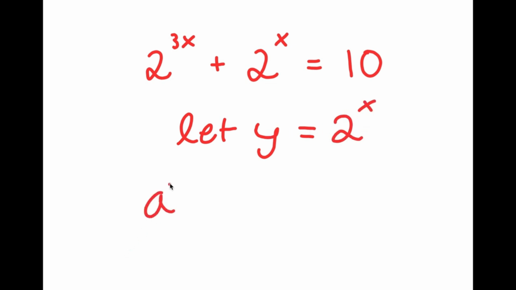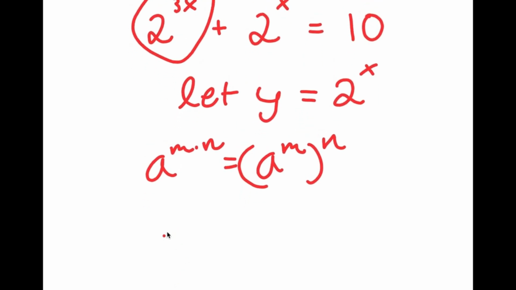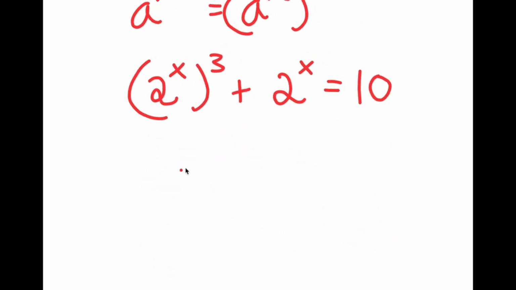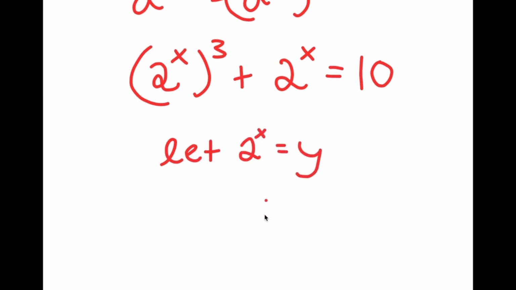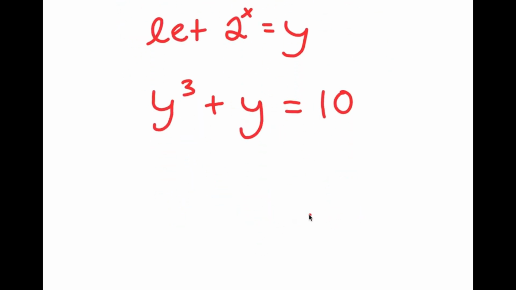Now, if I have something in the form a to the power of m times n, this is equal to a to the power of m, to the power of n. So 2 to the power of 3x, that's going to equal 2 to the power of x, to the power of 3. Now I have this plus 2 to the power of x is equal to 10. Now I'm going to let 2 to the power of x equal to the variable y. So I get y to the power of 3 plus y is equal to 10.